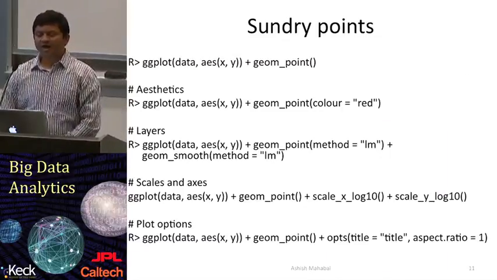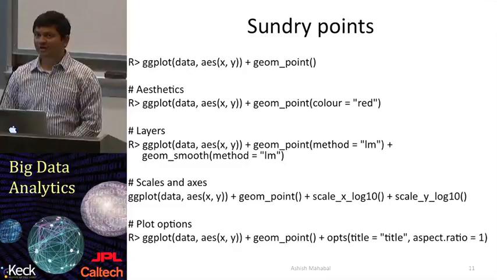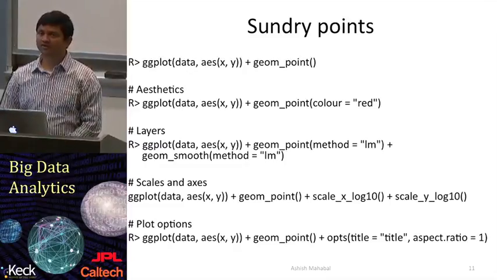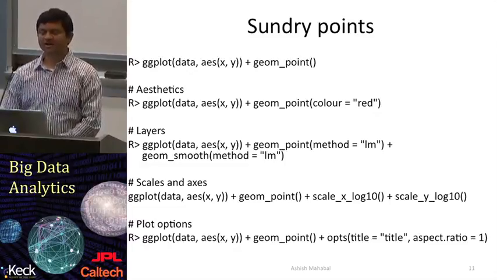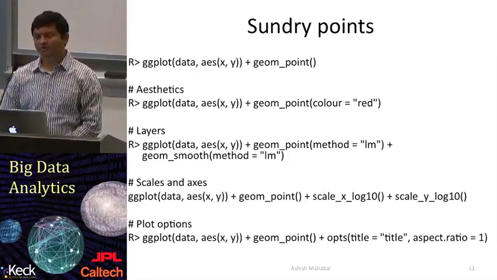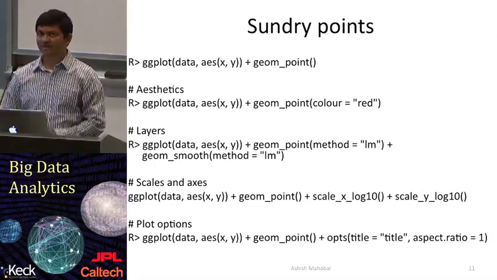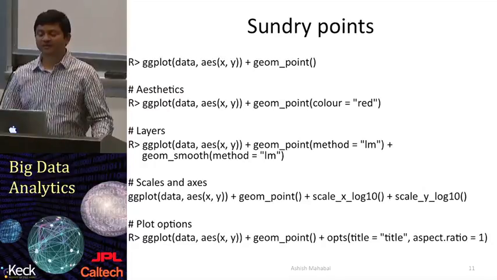So some additional points. You can have the ggplot with geom point, as we saw. When you want to add aesthetics, you can give that as arguments to the geom point too. So if you say geom point color equal to red, then the points are going to be plotted as red. Similarly, in the layers, you can have various smoothing options. Here I've shown that you can provide method equal to lm as your layer, and then smoothing can also be done in addition to that.